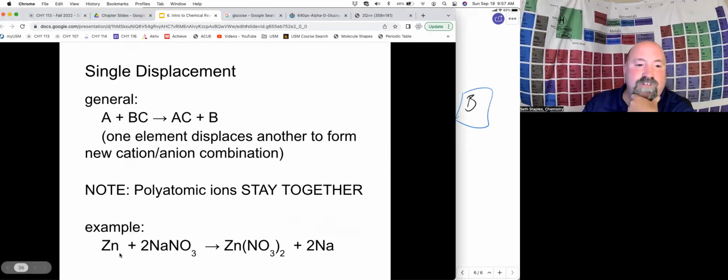And so we have another example here of zinc plus sodium nitrate. So we can see that the zinc comes in, kicks out the sodium, leading us to a new chemical formula. Zinc has a 2 plus charge, nitrate has a 1 minus charge. So we have Zn(NO3)2. Sodium is now by itself, and if you go through and balance it, you end up needing a 2 in front of your Na and a 2 in front of your NaNO3.